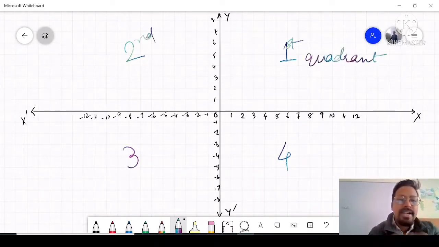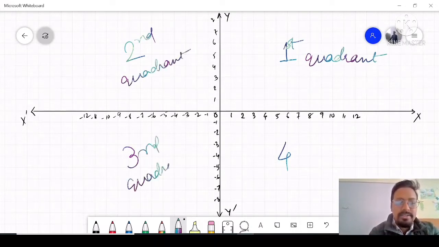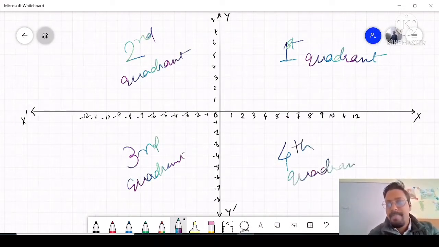this is the second quadrant, this is the third quadrant, and that is the fourth quadrant. So these are the names. So if anyone says first quadrant, you are going to know which is the first quadrant, second, third and fourth.